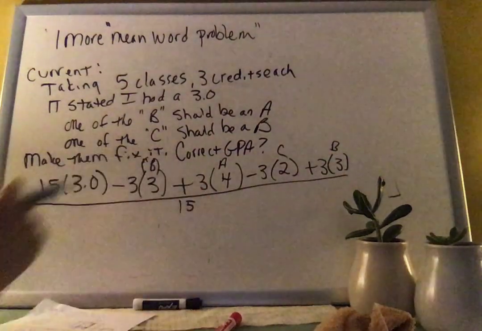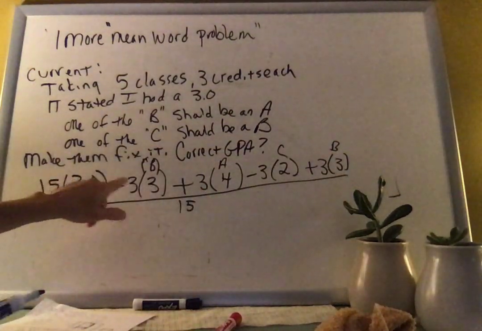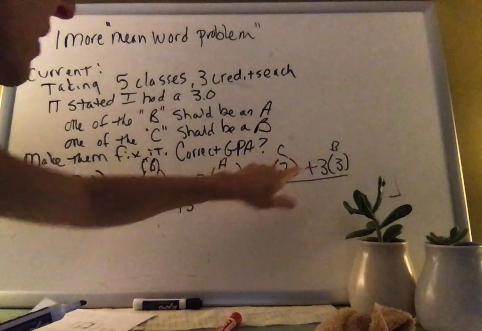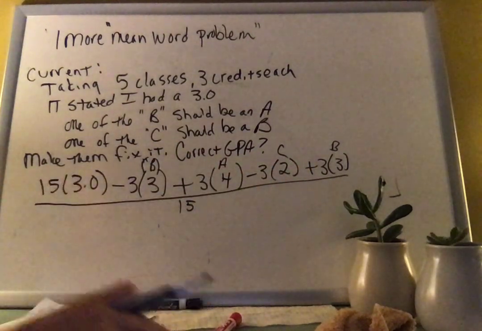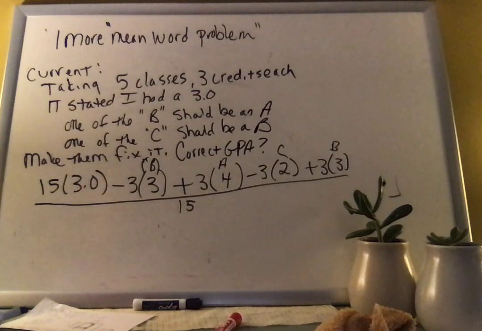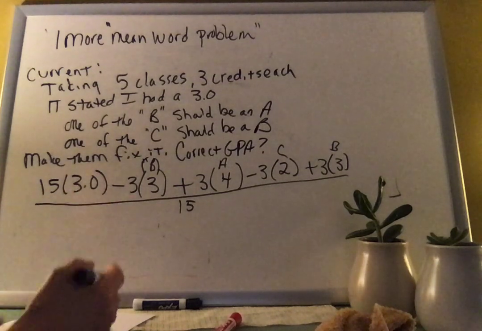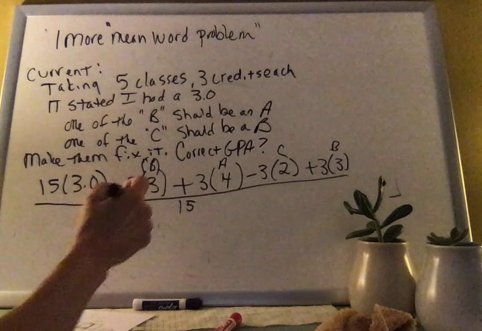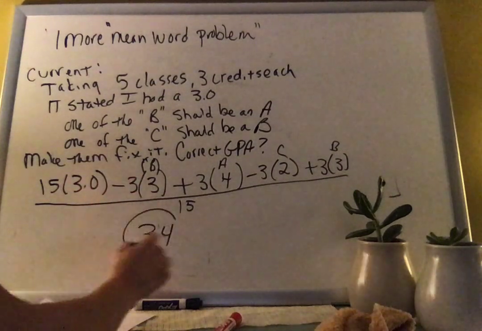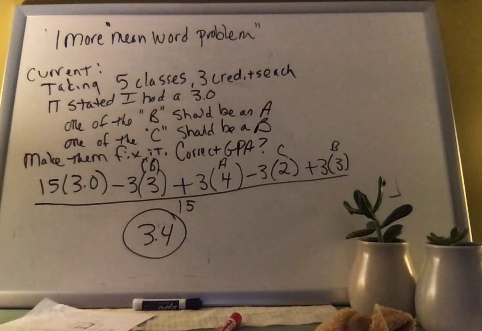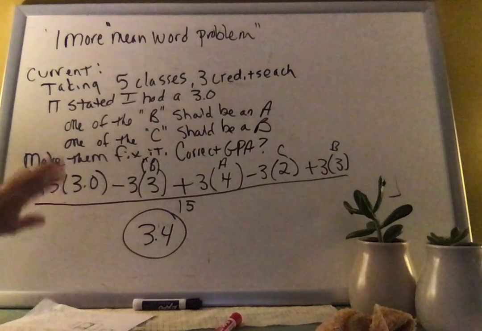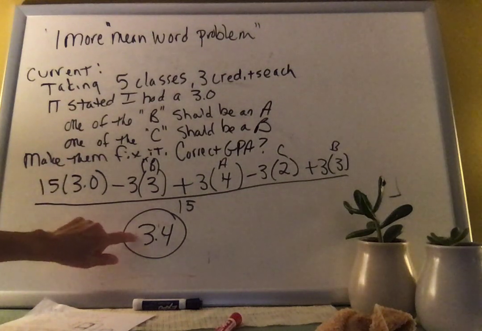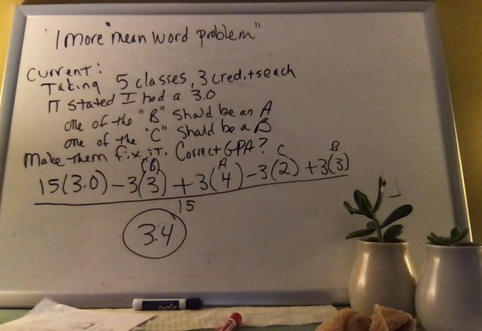So I'm still dividing by 15. You can check your work. 15 minus 3 plus 3 minus 3 plus 3 does still give you 15. And let me check my math. Gives me a 3.4. So for that semester, those 2 mistakes that humans made had lowered my semester GPA from a 3.4 to a 3.0.